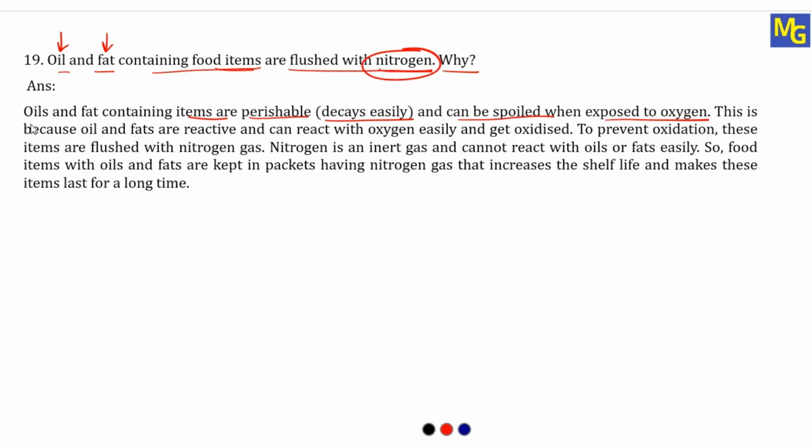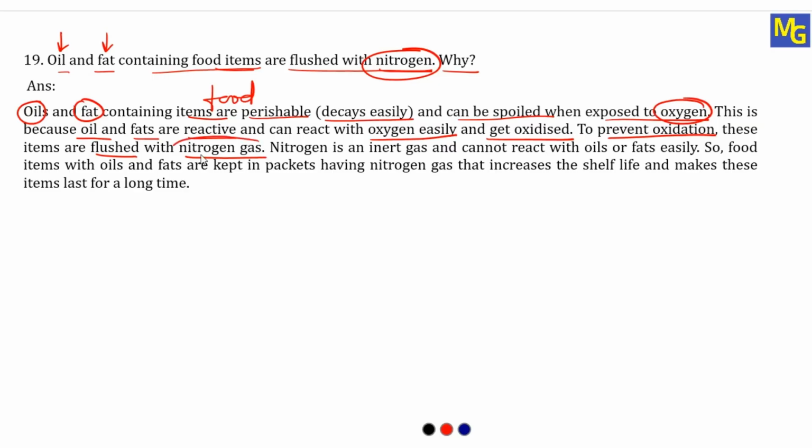So remember, oils and fats containing substances or containing food items especially will get spoiled easily when they come in contact with oxygen. This is because oil and fats are reactive and can react with oxygen easily, get oxidized and start producing bacteria, so that it will change the smell and the taste of the food. To prevent this oxidation, these items are flushed with nitrogen gas. So to avoid the spoiling of this food item, we have to flush this food with nitrogen gas.